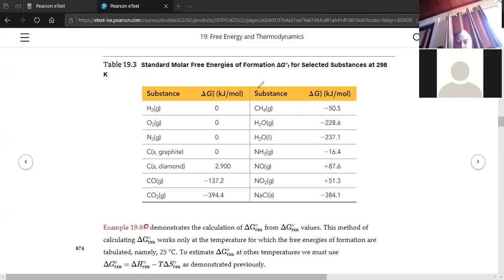One thing to notice here is that, again, just like delta H values of formation, when you're dealing with elements like hydrogen, oxygen, nitrogen in their standard state, in other words, the way they would normally appear in their most stable form, the delta G of formation values are also 0, just like with delta H. Now, graphite is the most stable form of carbon. So if you have carbon as diamond, that delta H of formation value is not 0.